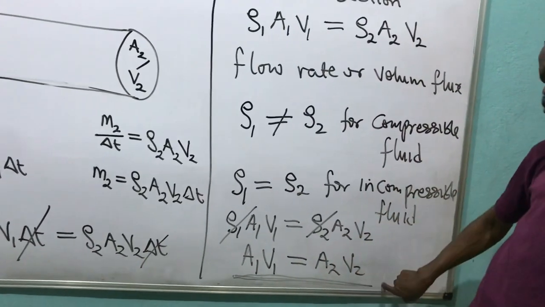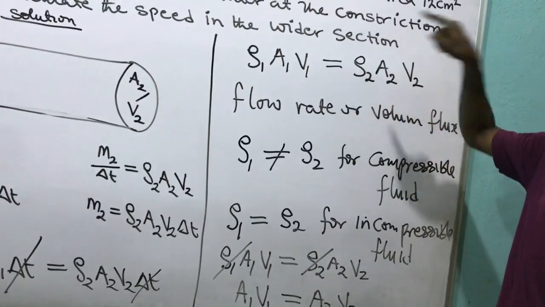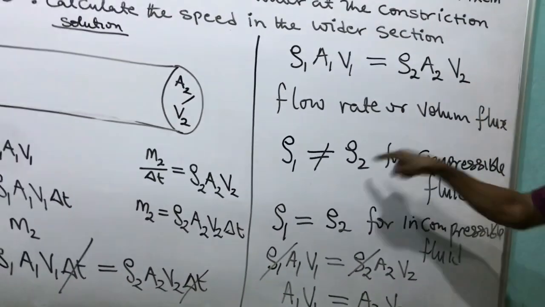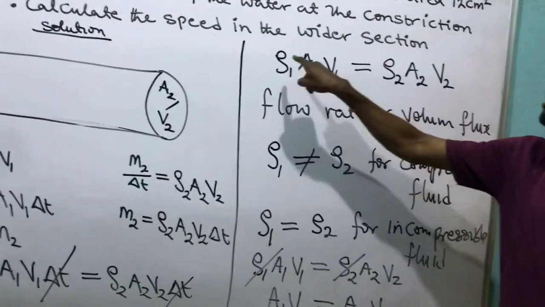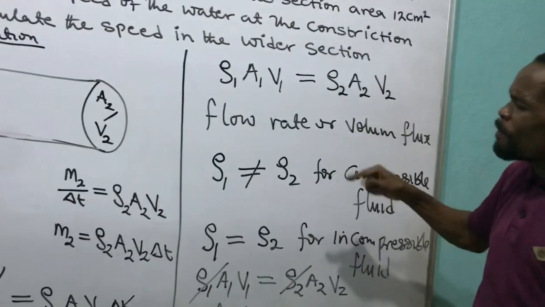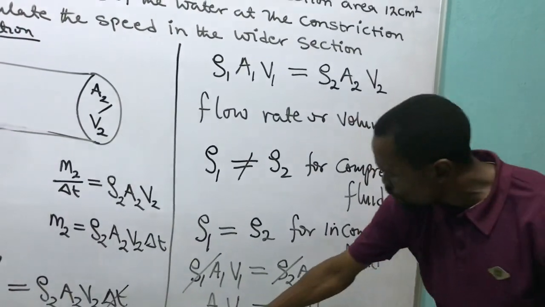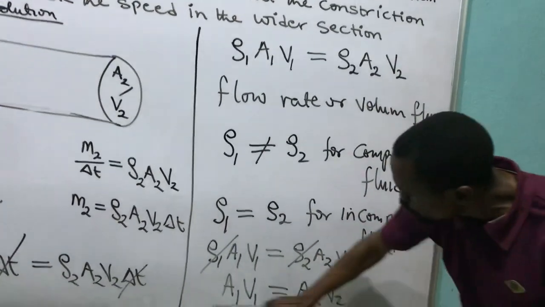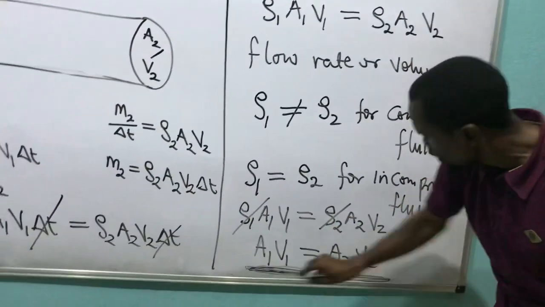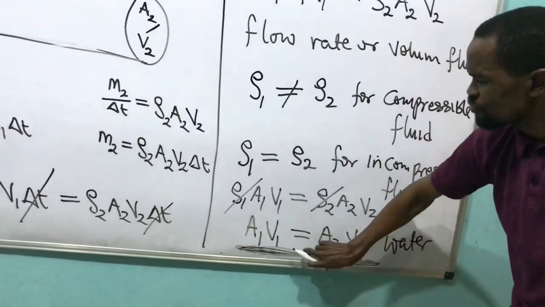This one is the flow rate formula for incompressible fluid. When the fluid is compressible, the densities are not the same. But when the fluid is incompressible, an example of an incompressible fluid is water. Look at the formula we use for incompressible fluid, for example water. This is what we use for that.